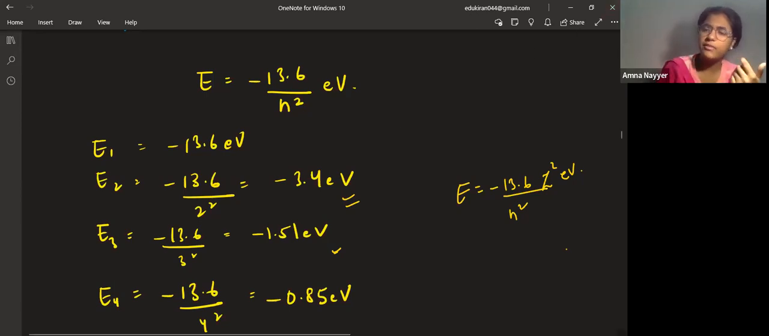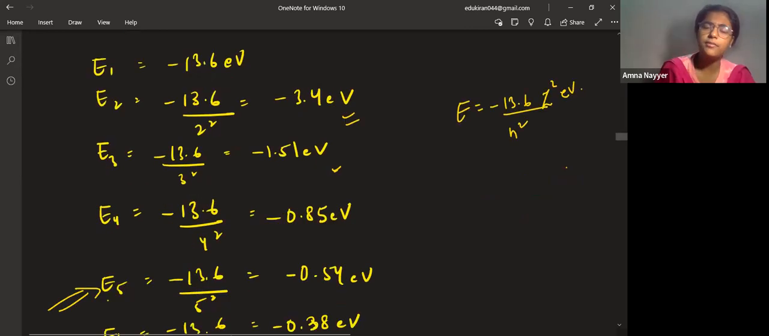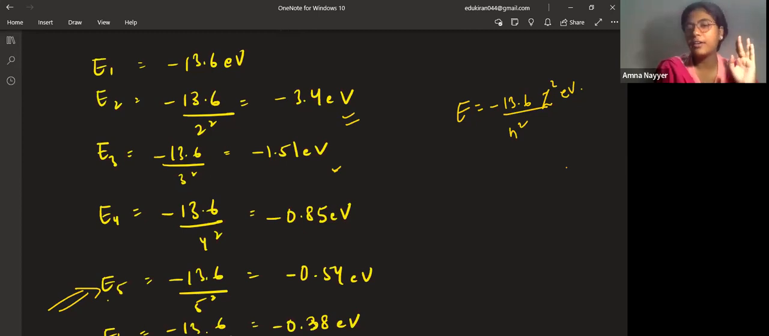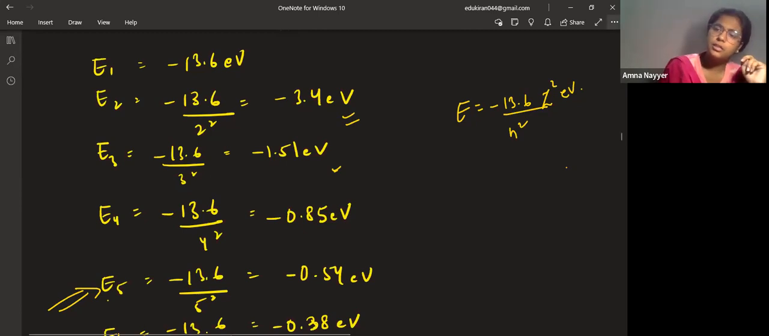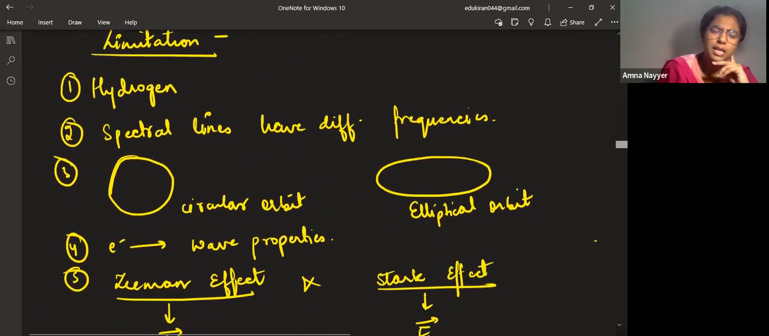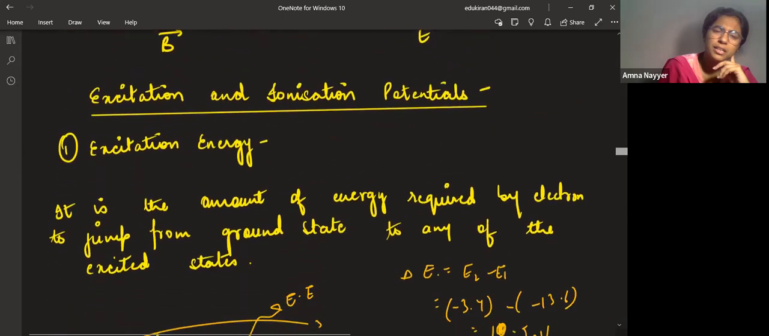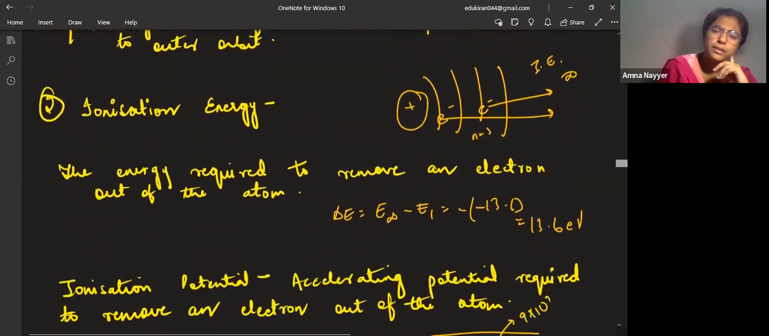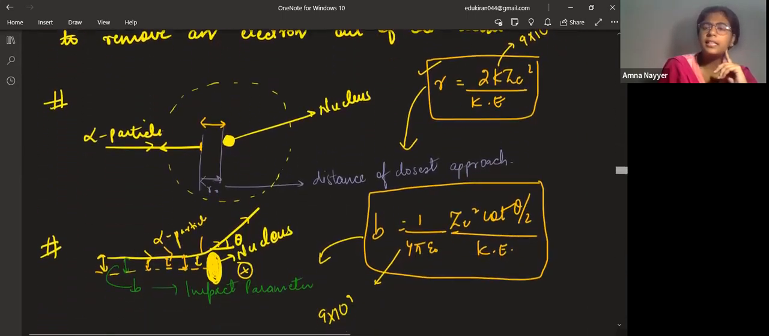E1 is obviously very easy, minus 13.6 itself. E2 becomes minus 3.4 electron volt. E3 becomes minus 1.51 electron volt. E4 becomes minus 0.85 electron volt. E5 is minus 0.54 electron volt. This much you should remember for energy. This much is sufficient. Limitations you don't need to do. These you need to do.